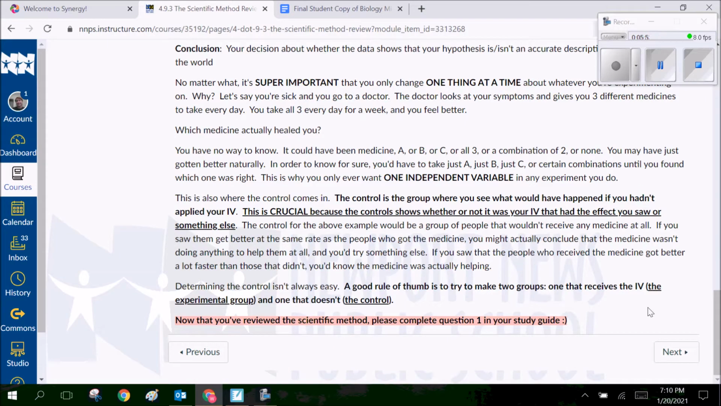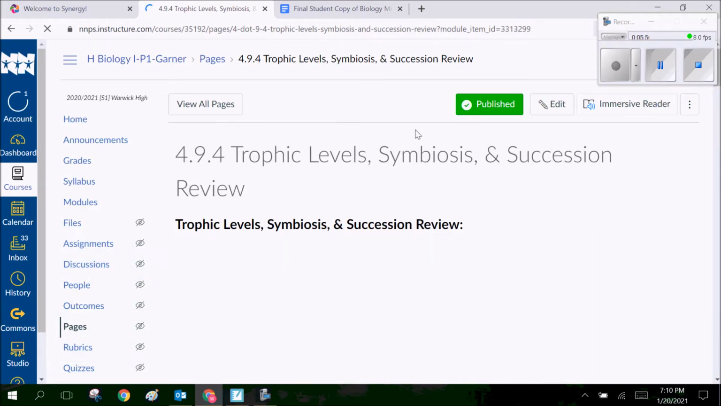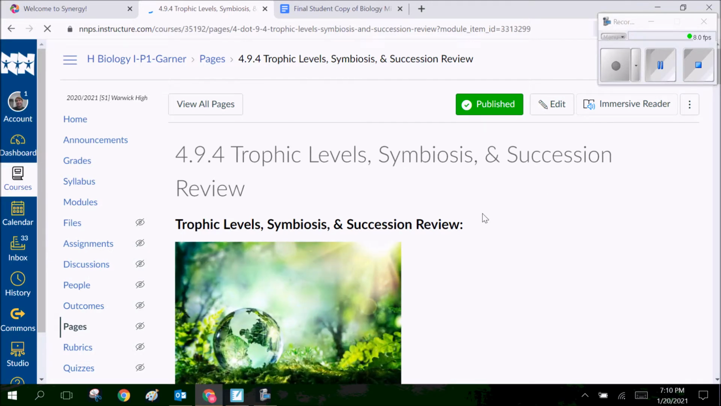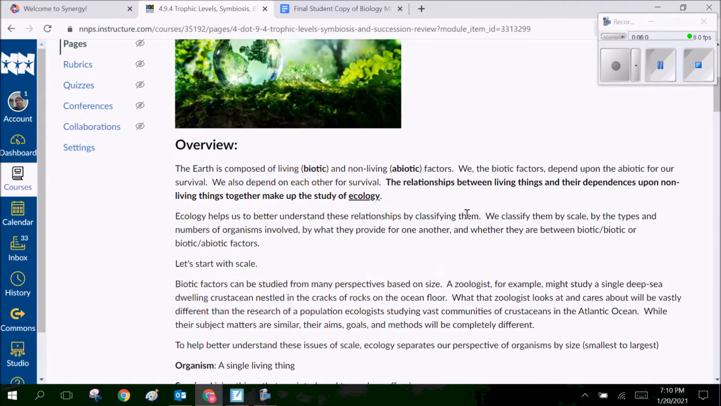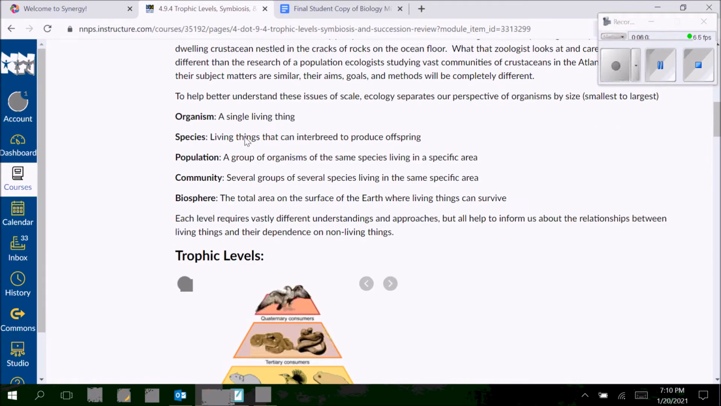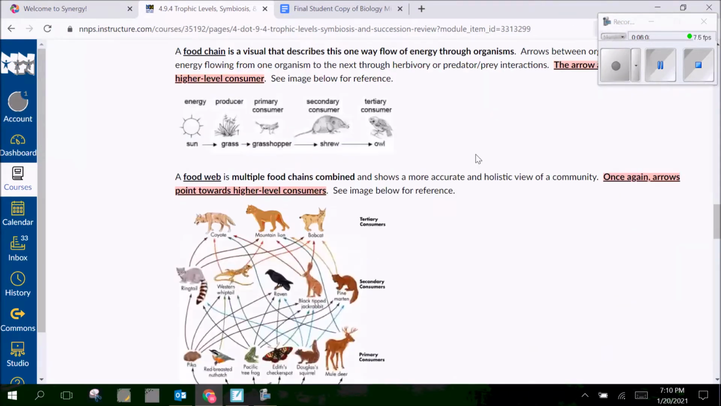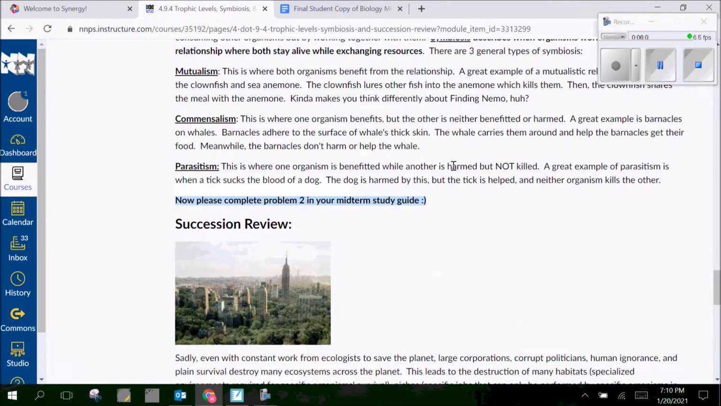Okay, so that's how you do that, and then you go on to the next section, and the next section is about trophic levels. So I'm not going to go through the rest of this. I'm sure you guys can read, and you can go through and pick out all the stuff. I bolded the really important information and highlighted the super important information and all that stuff. So you should be good to go.